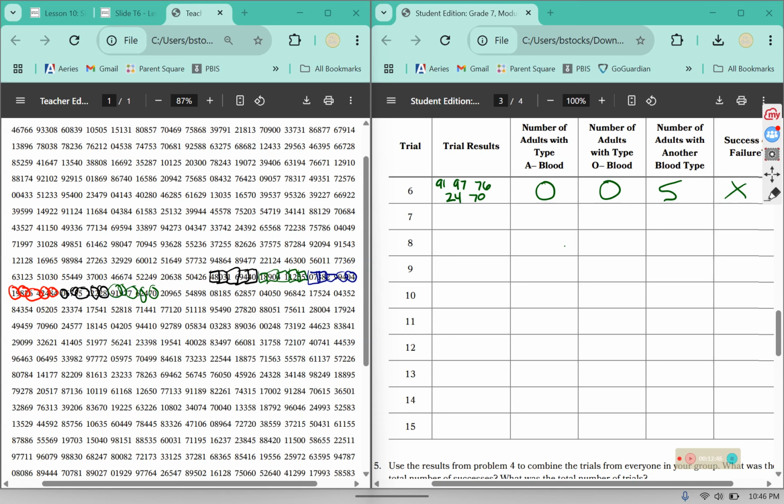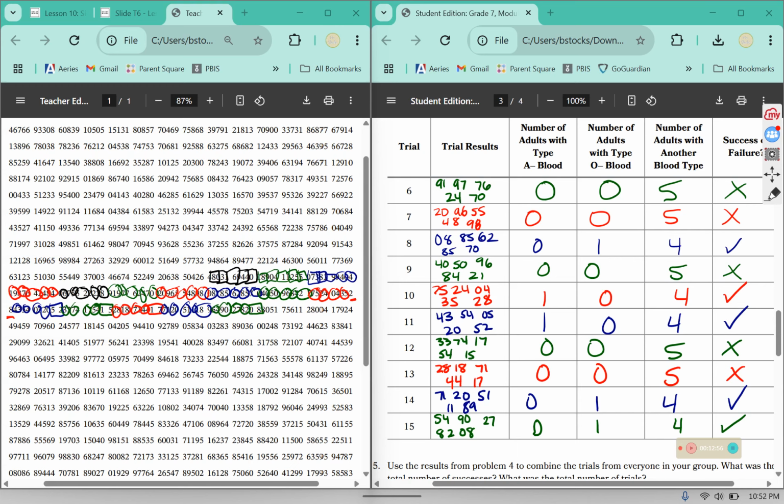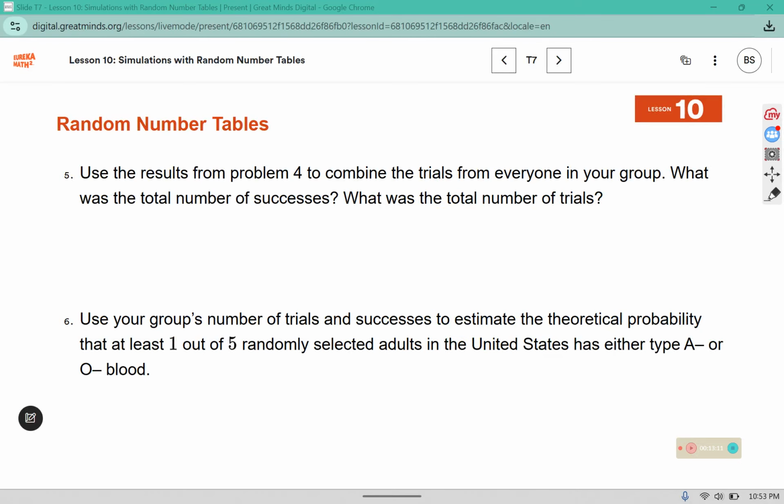Continue working through your random digit table to fill in the remaining trial results and whether it was a success or a failure. Here are the results from my trials. And then we're going to use these to answer the following question. Since you're doing this independently, you will not have data results from your classmates, but we can use the results we have here. It says to use the results from problem 4 to combine the trials from everyone in your group. We are just using our own. What was the total number of successes and what was the total number of trials?